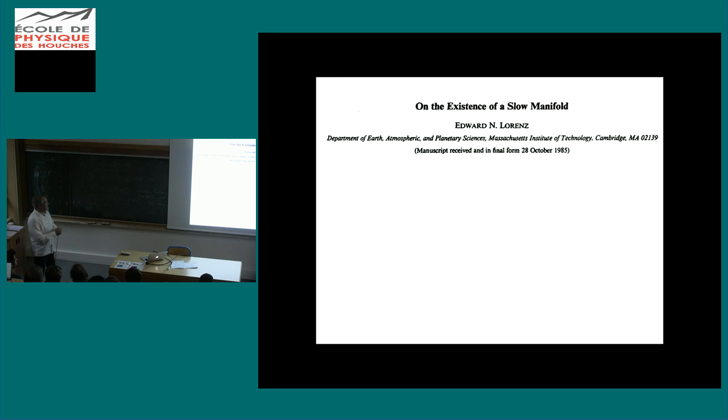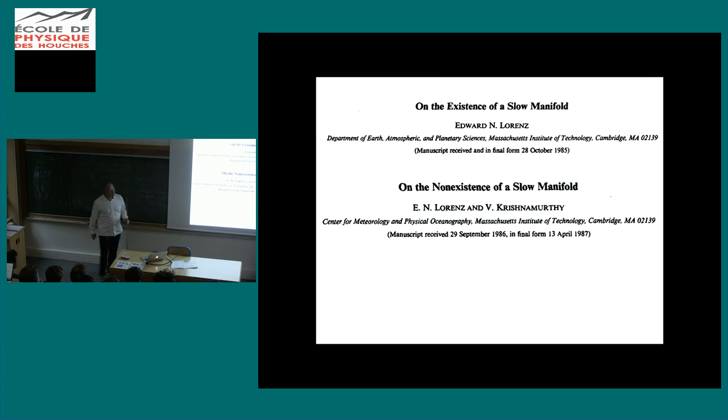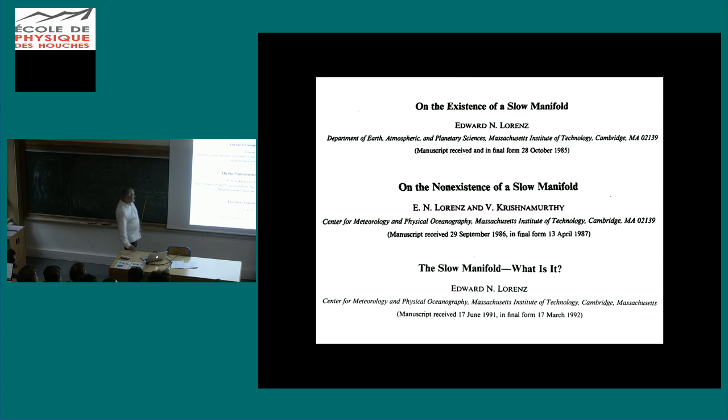So Lorenz wrote a very famous paper published in '86 on the existence of a slow manifold. Like all Lorenz papers, it's beautiful, and I do encourage you to read that because his reasoning is just immaculate. But he obviously wasn't completely satisfied because 2 years later he wrote this paper. And then a few years after that, he wrote this paper. So it's an interesting field.